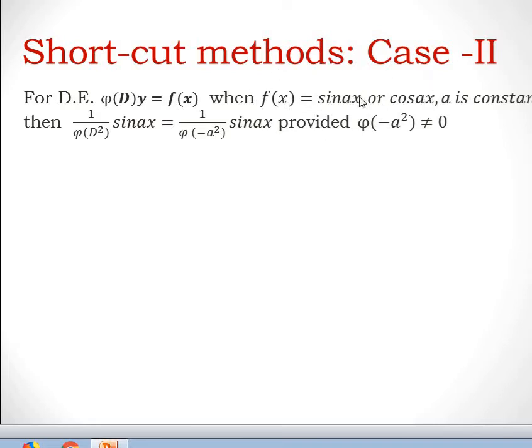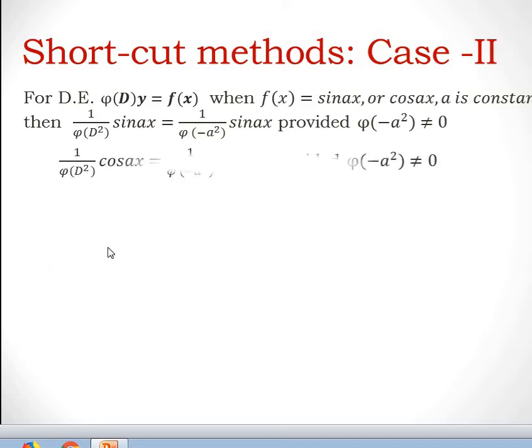If our function is of the type sin ax or cos ax, where a is constant, then our PI, that is particular integral, is 1 upon phi of D square, sin of ax, equal to 1 upon phi of minus a square. Here we have to replace D square by minus a square into sin of ax, provided phi of minus a square is not equal to 0.